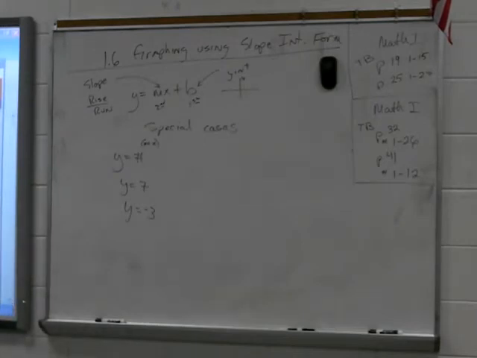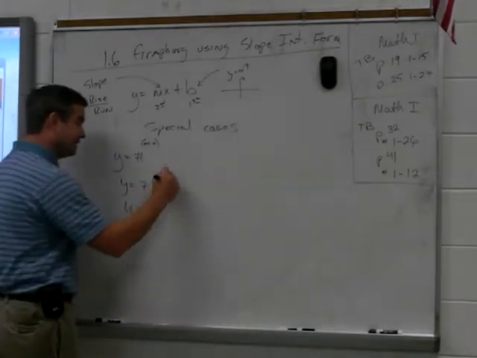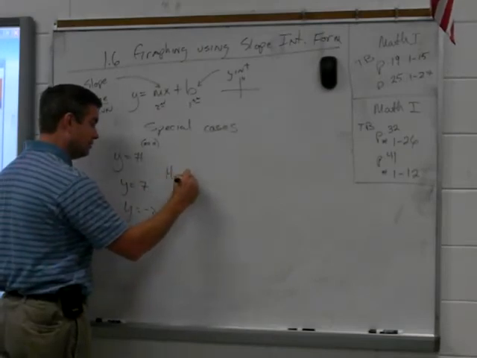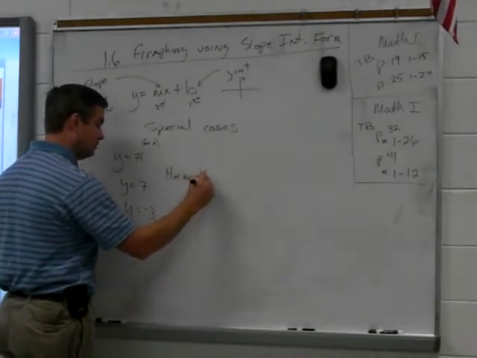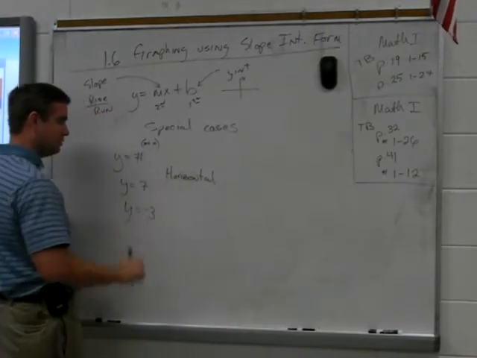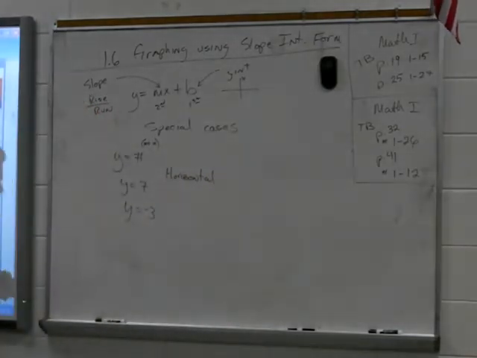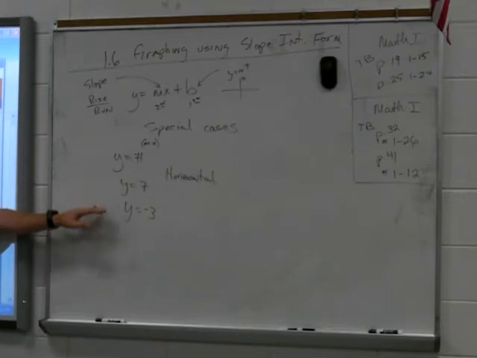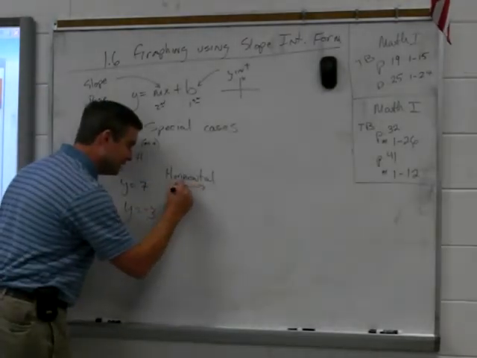You need to have some things memorized. If you have these things memorized, this problem is easy. Okay, the first thing you need to have memorized is what kind of line is it? Horizontal. So anytime you have y equals a number, like y equals 7 or y equals -3, it is a horizontal line, meaning it looks like this.